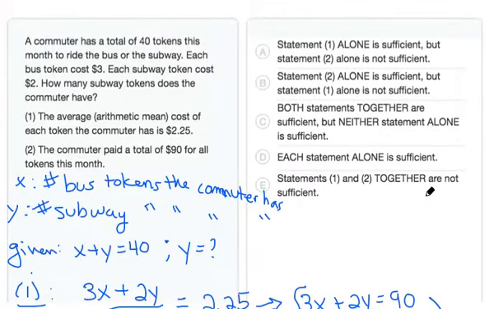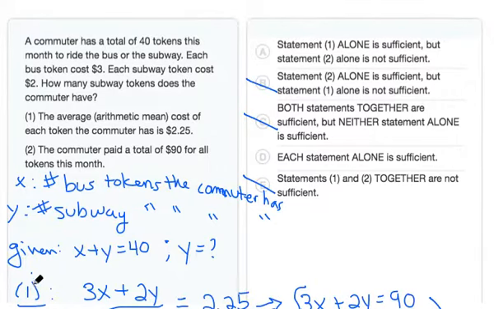So scrolling up, we can actually eliminate several answer choices now that we know that statement 1 is sufficient. We can eliminate answer choice B, C, and E. So that leaves us with A or D, and to figure out which one is going to be our answer choice, we need to consider statement 2.